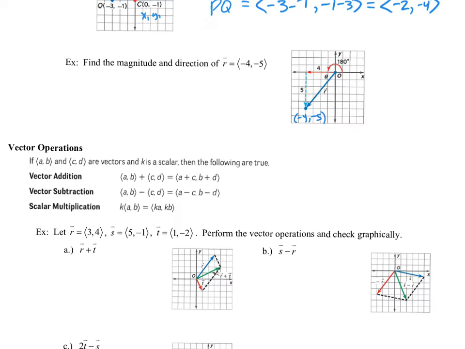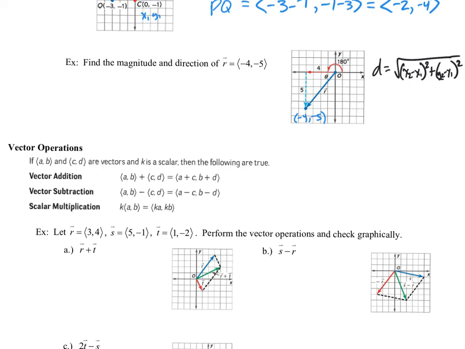Here, I'll just jot it down just in case anybody has forgotten it. The distance formula between the points x1, y1 and x2, y2, remember, would be the square root of the difference of the x values squared plus the difference of the y values squared. I hope you can read that. So that's the distance formula. Okay, so let's find the magnitude of this vector R, in other words, the distance from this point 0, 0 to this point negative 4, negative 5.